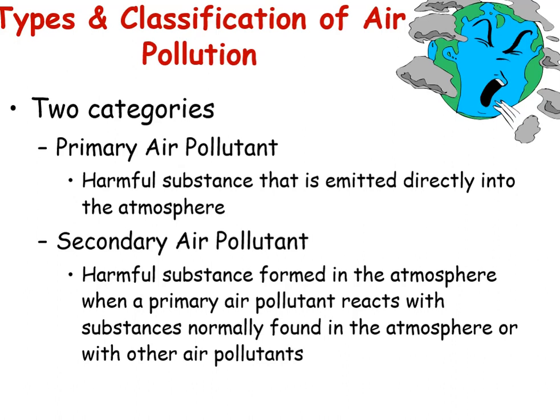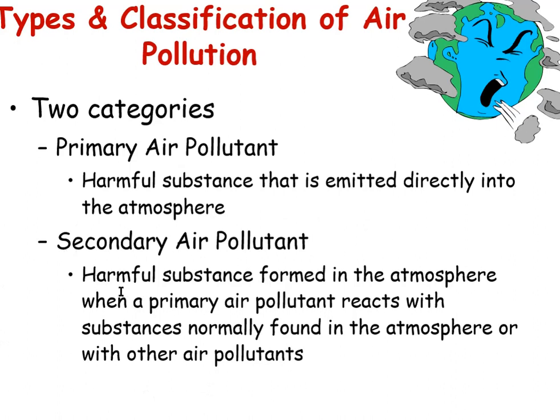If we are talking about air pollution, we should classify the different types of air pollutants to understand more clearly. Basically, we divide air pollutants into two classes: primary air pollutants and secondary air pollutants. The primary pollutants are harmful substances emitted directly into the atmosphere from the source. Those which combine with any other pollutant make the secondary pollutant.